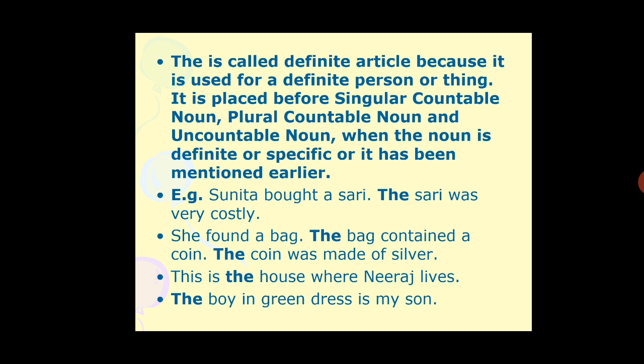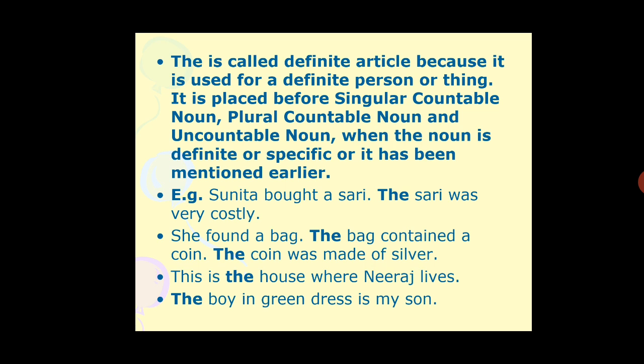The is called definite article because it is used for a definite person or thing. It is placed before singular countable noun, plural countable noun and uncountable noun, when the noun is definite or specific or it has been mentioned earlier. So you can see here that definite article the can be put before a particular, a definite person or anything, that is also a particular, a definite thing. It can also be put before singular countable noun or plural countable noun and also uncountable noun.